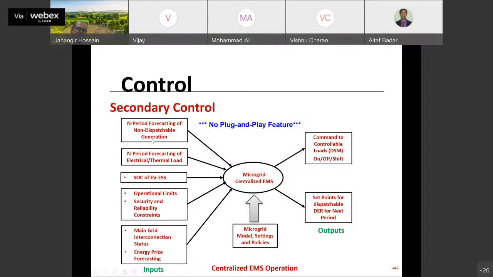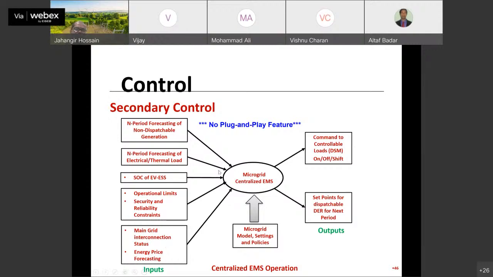For example, you can have a forecast for all the non-dispatchable generation in the system. You could have a forecast of the electrical and thermal load, the SOC level in the EV or in your battery, the operational limits that you need to maintain, and different security and reliability constraints. You could also have information on the main grid interconnection status, whether it's connected or disconnected from the main grid, and the energy price forecast as well.